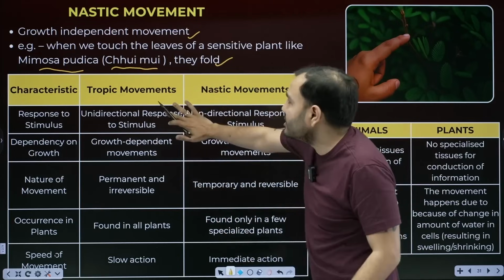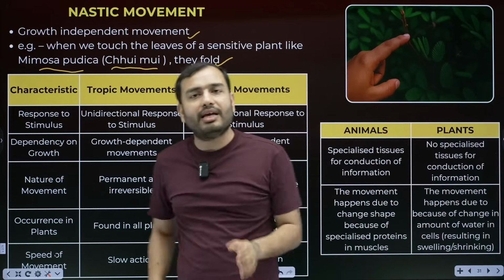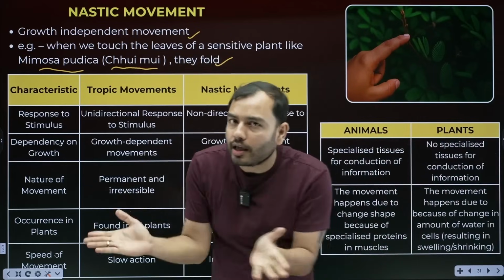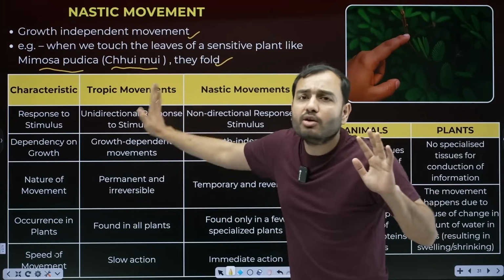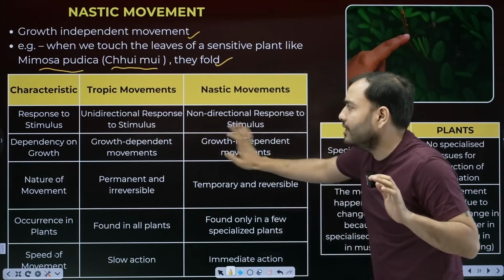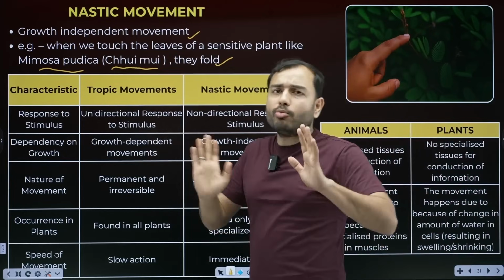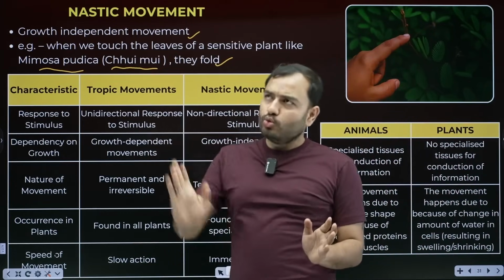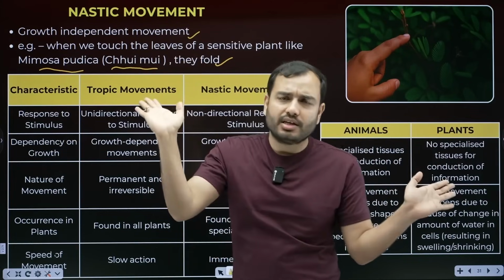Now there's a difference between tropic movement and nastic movement. I will explain quickly. First thing, why does tropic movement happen? For growth. Why does nastic movement happen? Not for growth. So this is growth dependent and this is growth independent. Second thing, tropic movement has a direction. Either the shoot is going up or the root is going down. A direction, either positive or negative.